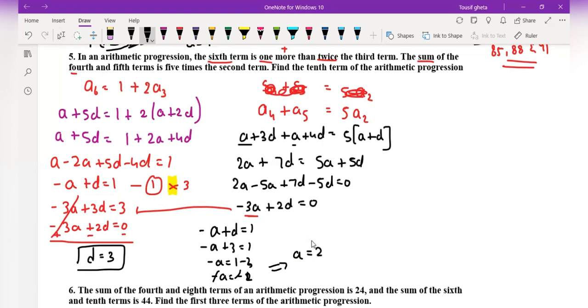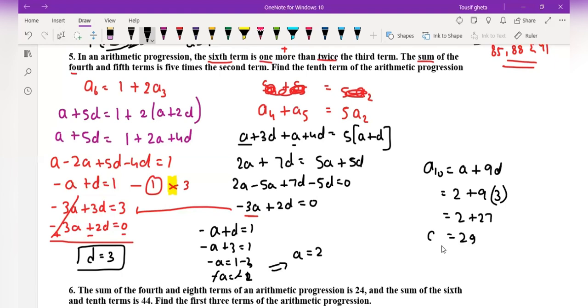Okay. A is equal to 2. And they're asking to find out the 10th term. So A10 is equal to a plus 9d. A का वैल्यू है 2 plus 9 और d का वैल्यू है 3. So 2 plus 9 times 3 is 27. 2 plus 27 will give me 29.